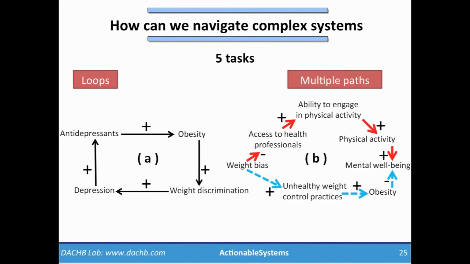The second task is to see the paths. They are very useful, both to plan and to evaluate a policy. We've already illustrated it in the case of stress and obesity, so I'll just remind you briefly with an example. Imagine that you create an intervention that targets weight bias. You monitor its effect on mental well-being. You need to know what's going on in between.